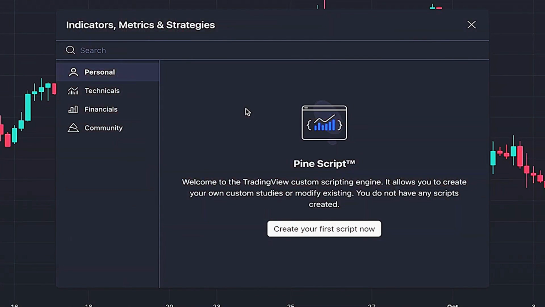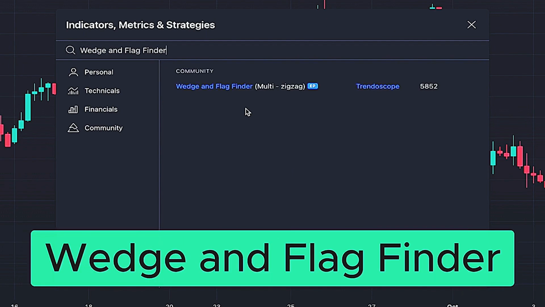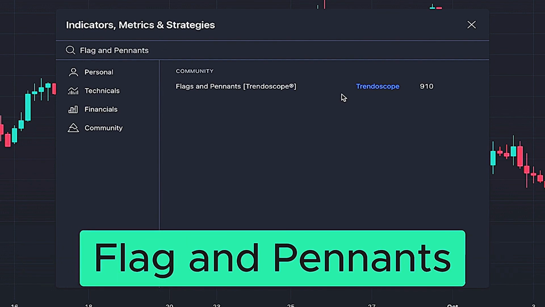There are also indicators for chart patterns like Wedge and Flag Finder. This one is an editor's picks indicator written by Trendoscope, and it's a perfect indicator for finding wedge and flag patterns on the chart. Another indicator is Flag and Pennants. This one, which is also written by Trendoscope, is specifically designed for flag and pennant patterns, which is a good choice if you're focused on these two patterns for catching explosive movements of the market.